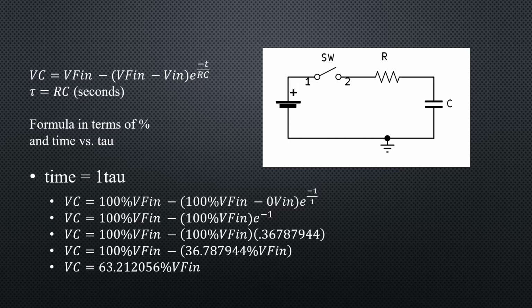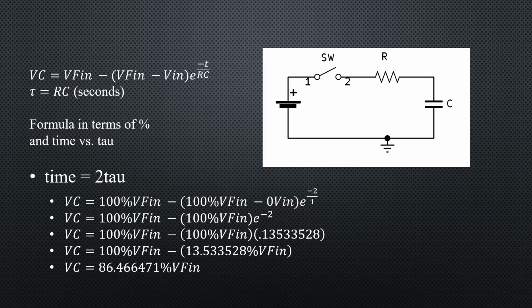So our V final is going to be 100% of the voltage. Our initial is 0, and you see that we get e raised to the negative 1 over 1, which gives us e to the negative 1. So that is time equals 1 tau. And if we do all the math, we find out that our VC should be 63.2% of our V final if we have a time equal to 1 tau.